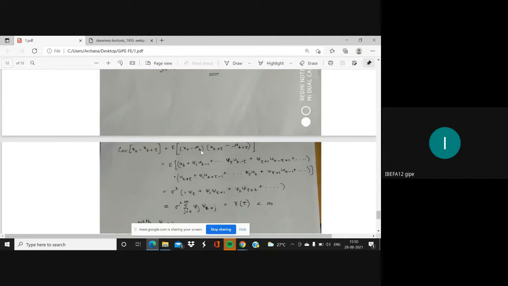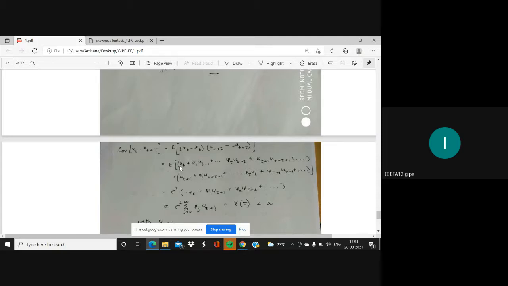So basically here you're expanding that term. Since xt minus mu t is equal to summation j is equal to 0 to infinity psi j ut minus j, you're expanding that term. Then similarly for this, you'll be expanding this term. For the second bracket also, you'll be doing the same thing.